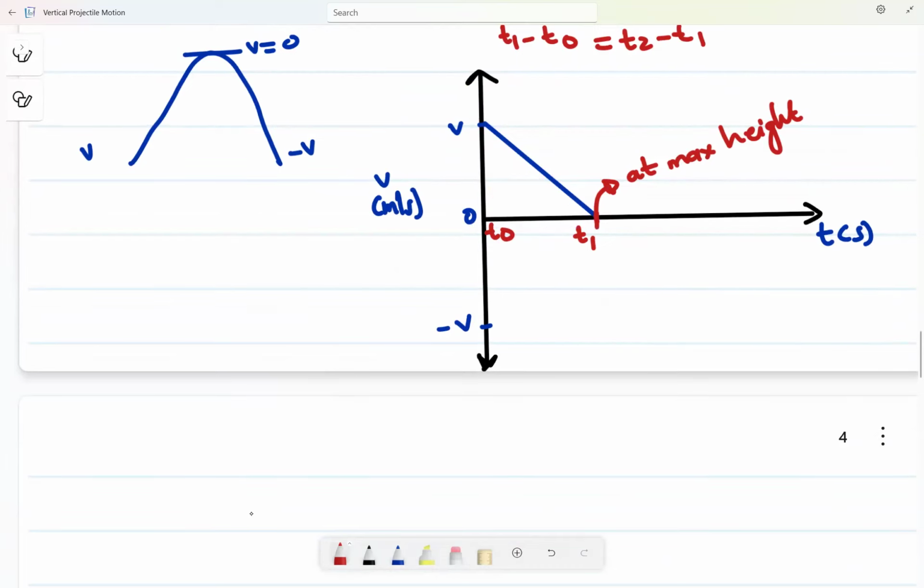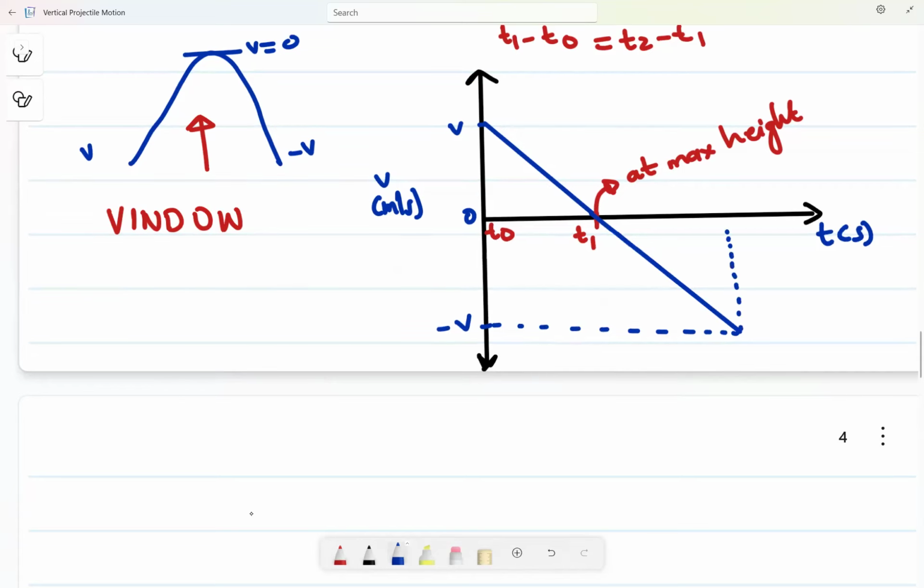After reaching 0, what happens? Remember, velocity increases as you move down, but since we chose upwards as positive, it is going to increase in the opposite direction, like that. So this will be time t2.